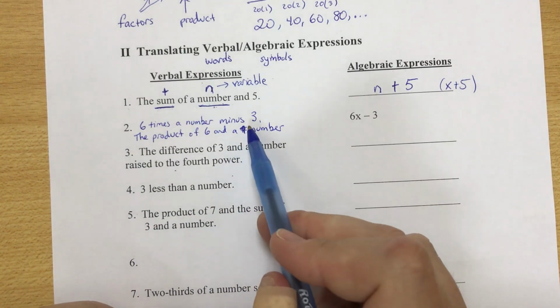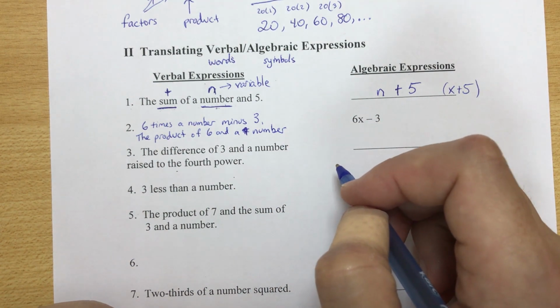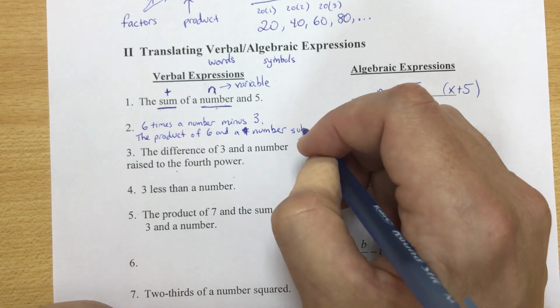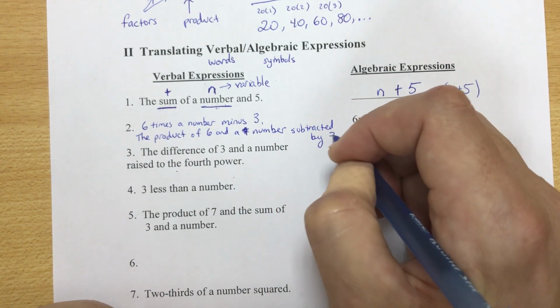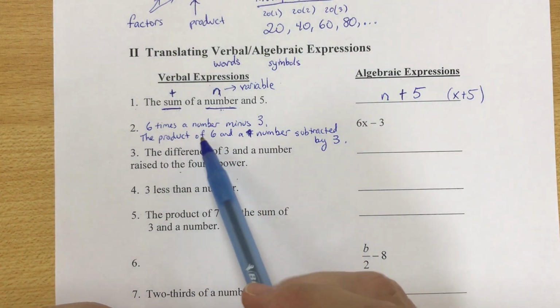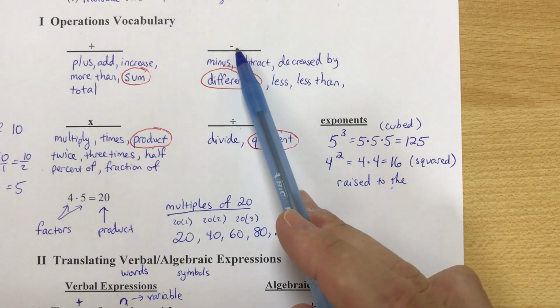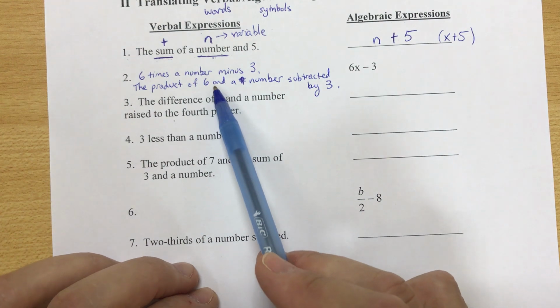Now, I could say minus 3. I could say subtracted by 3. The product of 6 and a number subtracted by 3. So, in terms of writing the words, since we have more than one word for a lot of these operations, we can write these in different ways and still be correct.